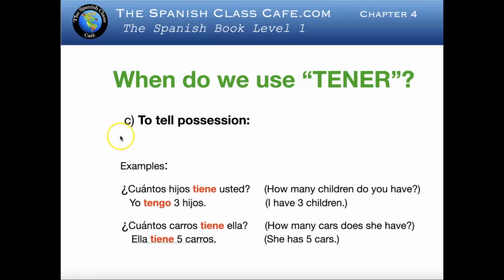We use it also for possession. To say we have one house, we have 3 children like here. Yo tengo 3 hijos. And the question is, ¿cuántos hijos tiene usted? Yo tengo 3 hijos. ¿Cuántos carros tiene ella? Ella tiene 5 carros. Now, you can see here that in the question, with usted and ella, it is the same conjugation because it's the third person singular and it's tiene. Ella tiene 5 carros.